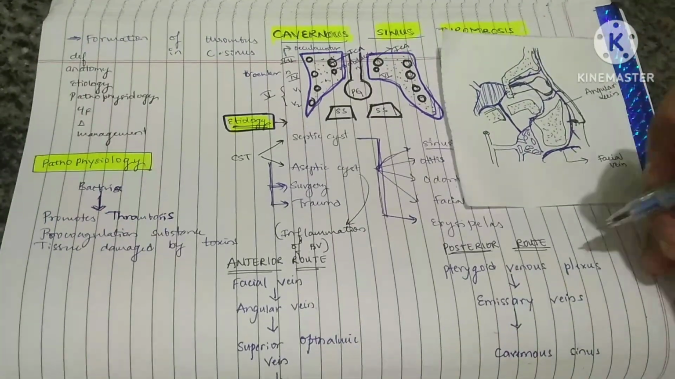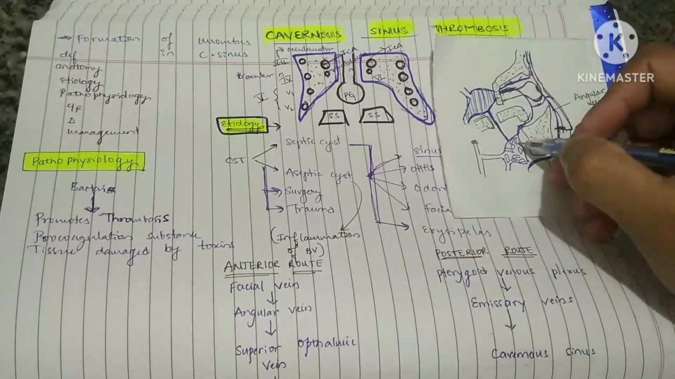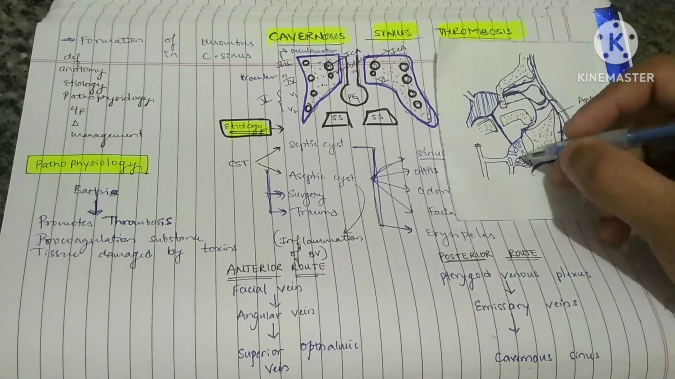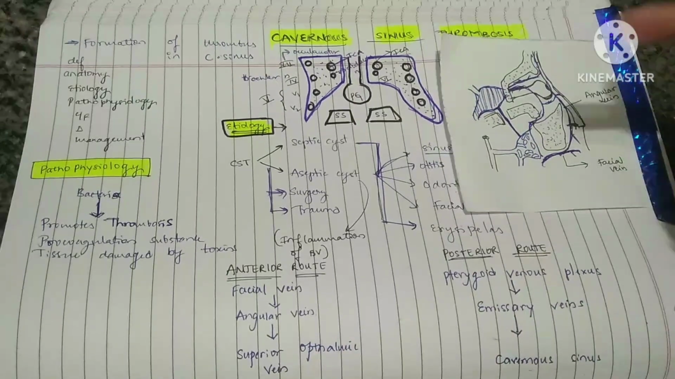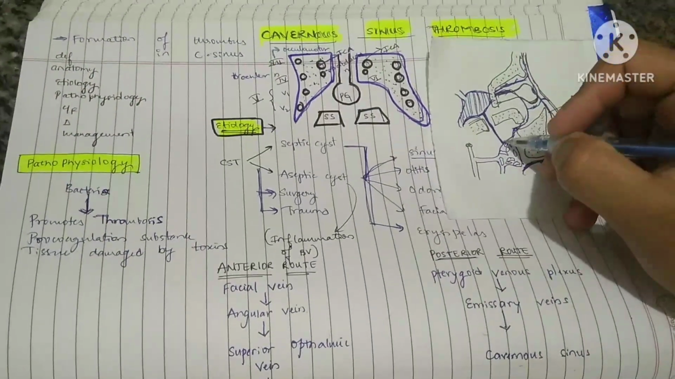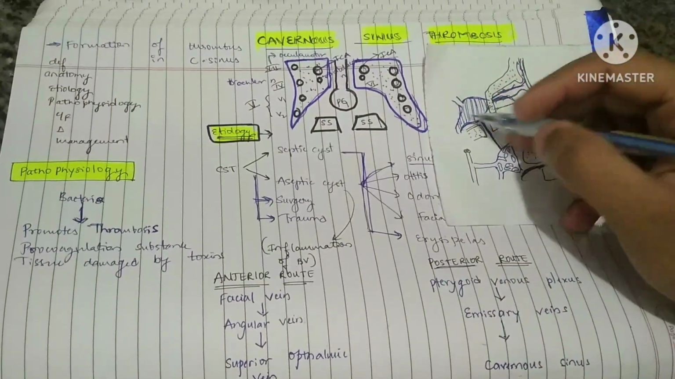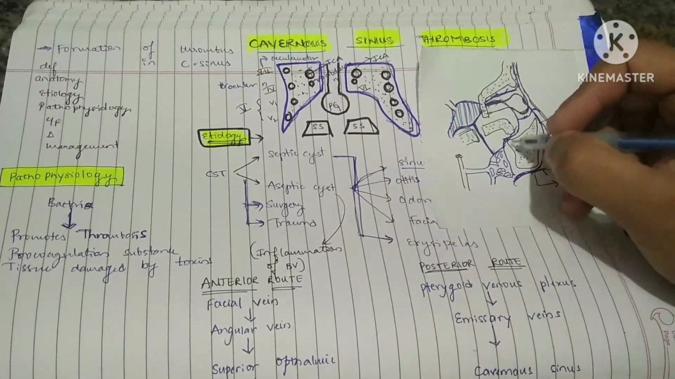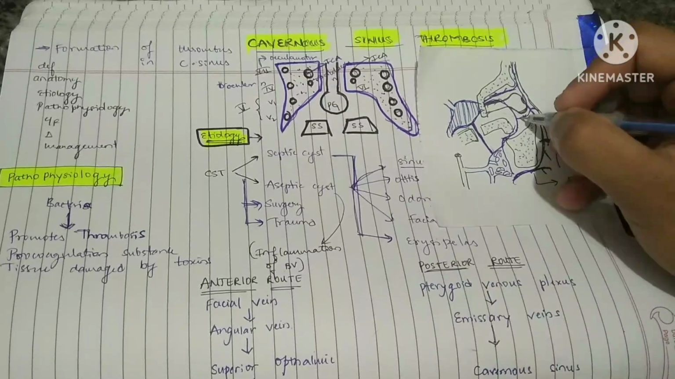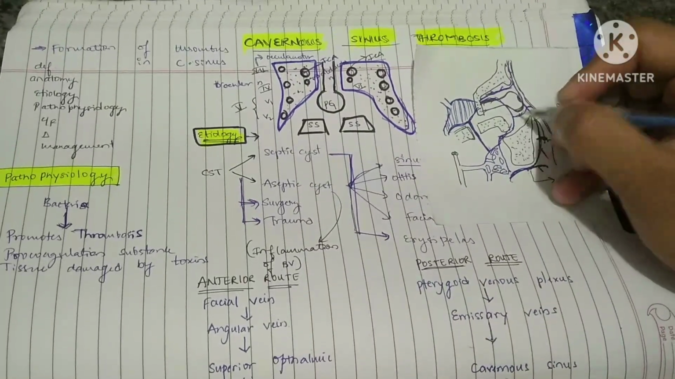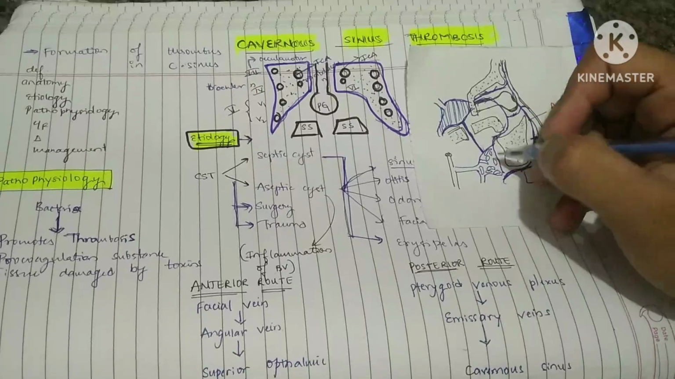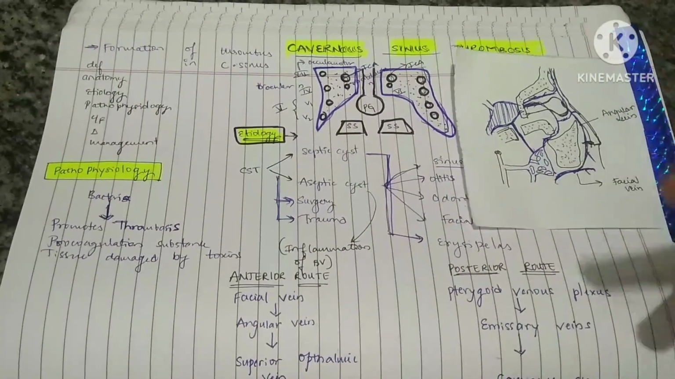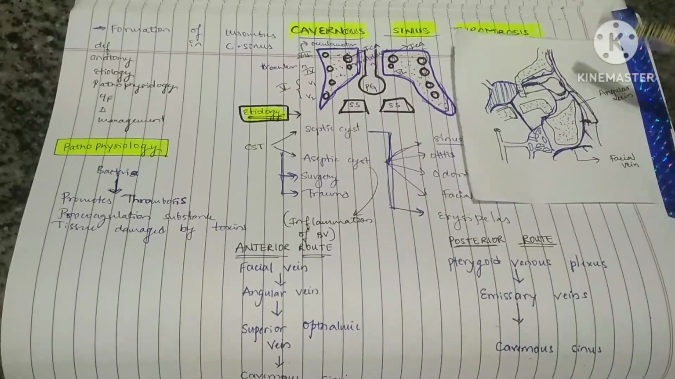Now in the posterior route, how the thrombus is going to travel, this is through the pterygoid venous plexus. Okay, we have the pterygoid venous plexus, and there are two connections of this. The first connection is directly through the emissary vein to the cavernous sinus, and the second is the connection to the infratrochlear vein. Now these emissary veins are valveless veins, and the blood circulation flows in both directions. Okay, so this is the posterior route.